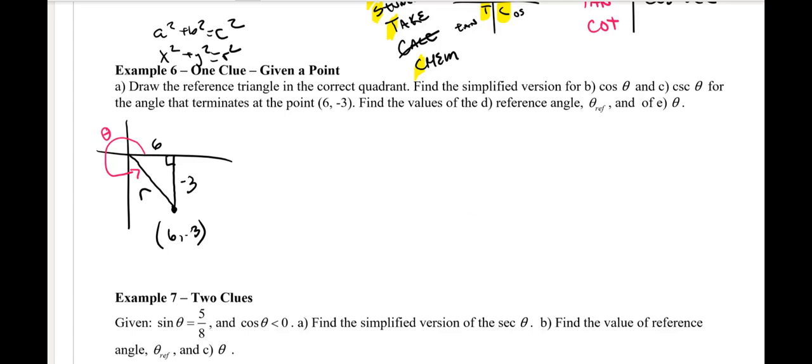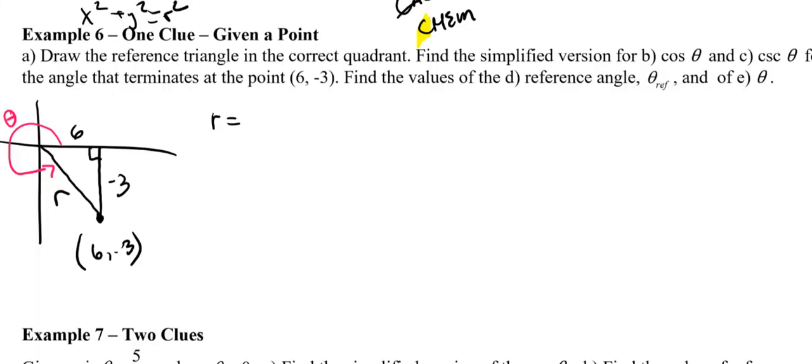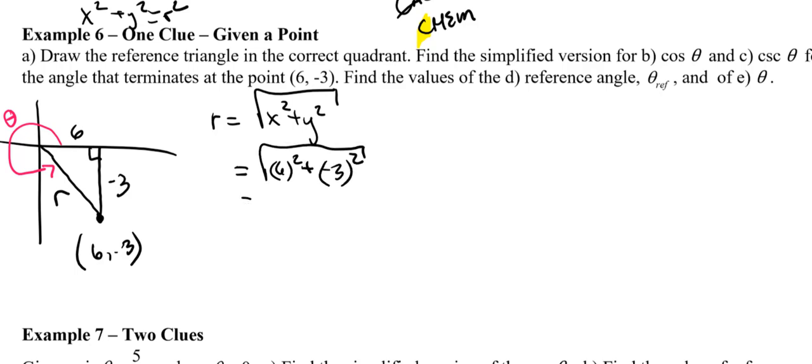So the r value is going to be the square root of x squared plus y squared. So you can just go ahead and plug in the x value, which is 6 squared, plus, and then -3 squared. When we find the sum of those two and take the square root, we're going to get the square root of 45. You'll be able to use a calculator for that, but 36 plus 9, you end up with 45. Now, here comes the kicker. You've got to simplify the square root of 45.